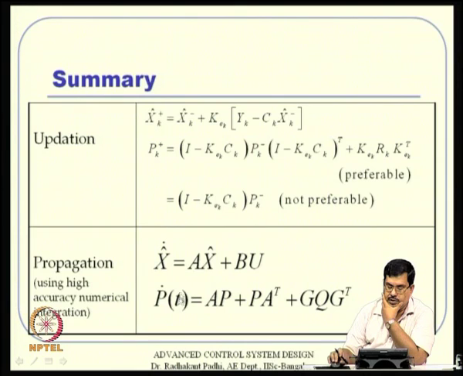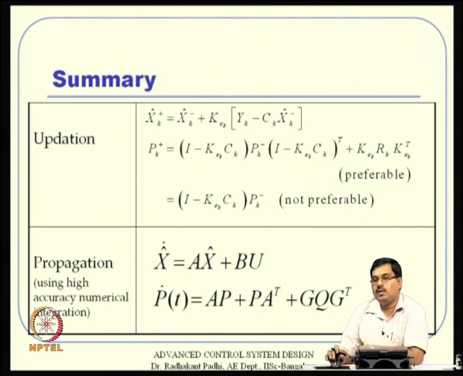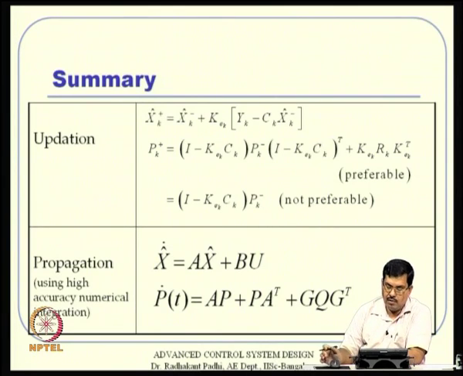Remember, the way it is mechanized, it does not really require a uniform delta t. That means the propagation time step and the update time step need not be the same. You keep on propagating as long as the sensor information is not available. The moment sensor information is available, you update the information that you have. So that is a very neat way of mechanization.